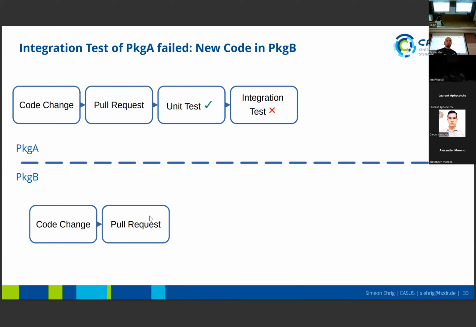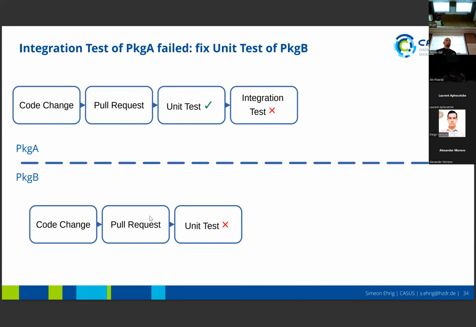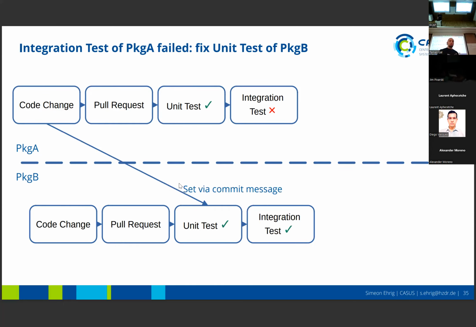The pull request will automatically trigger the unit test for package B, and it will fail because all unit tests test against the dev branch of the other packages. So it will test against the dev branch of package A, and this dev branch requires one argument for foo, but we developed the fix for 2 parameters. So what we can do now is set via git commit message that it should use the feature branch of package A, which has this foo with 2 parameters.